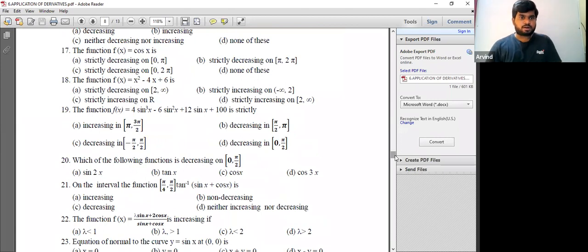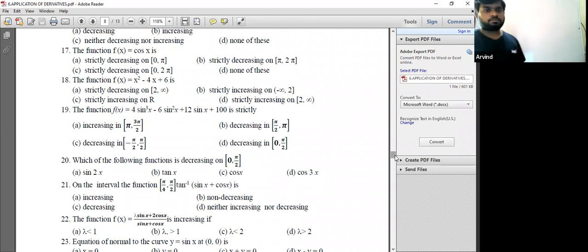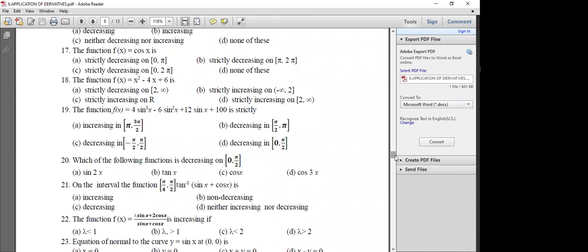Okay, let's go to next one. Try out this. The function f of x is equal to cos x. Please try it out. Simple. Differentiate ಮಾಡಿ ಅಷ್ಟೇ. For everything same stuff. f of x is equal to cos x. Cos x ನ differentiate ಮಾಡಿದ್ರೆ ಏನು ಬರುತ್ತೆ? Minus sin x.